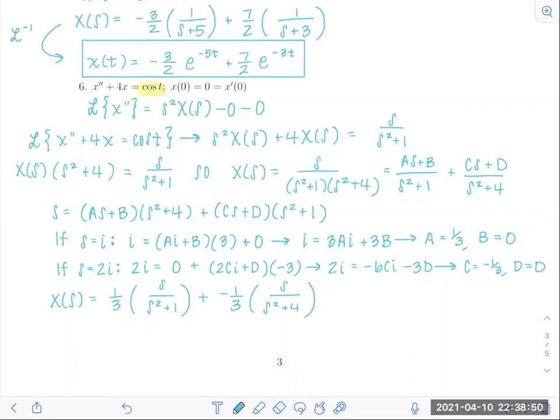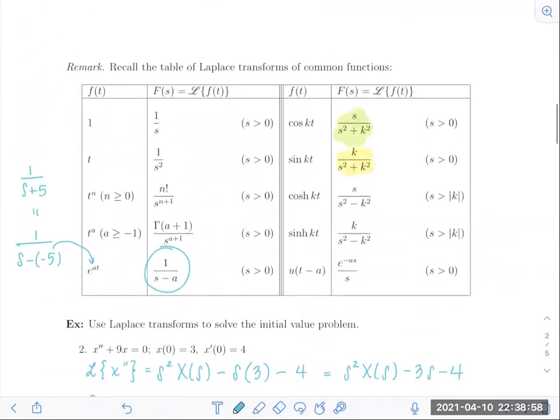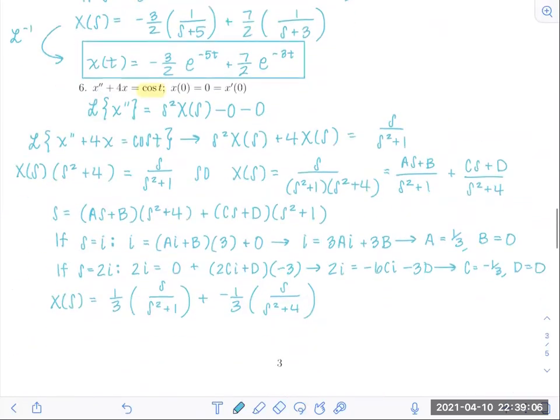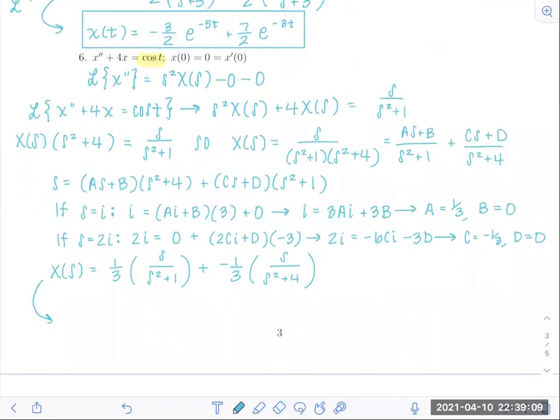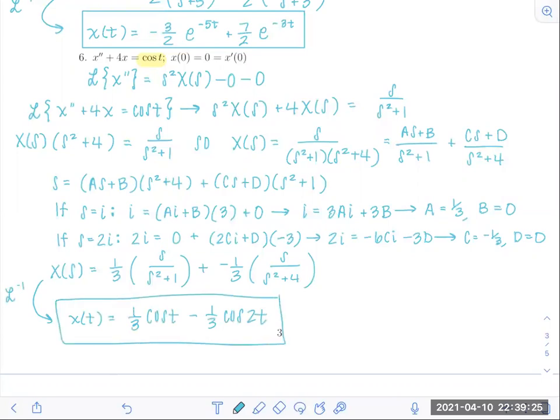All right, so at this point, we can look and see which function this corresponds to for the inverse. s over s squared plus k squared. We're looking at this green equation with cosine, and we just need that k value stuck inside. So if we come back down here, applying the inverse transform, we get x of t equals 1/3 cosine t minus 1/3 cosine 2t. And this is our solution to the IVP.